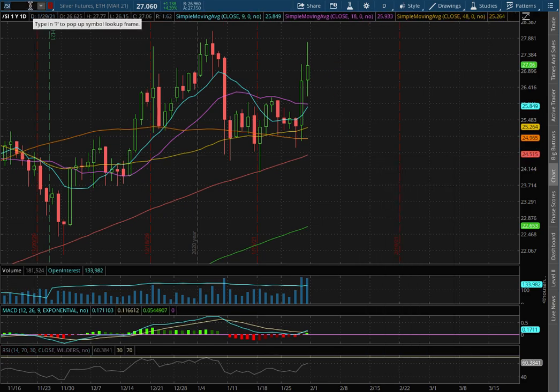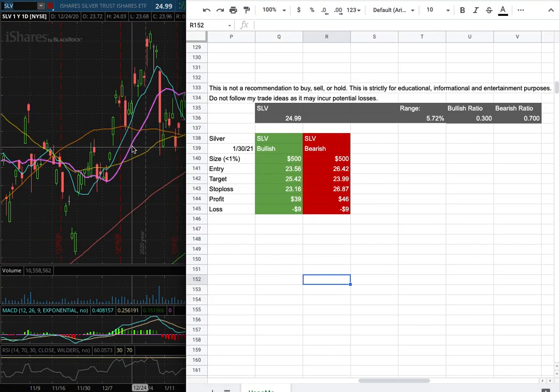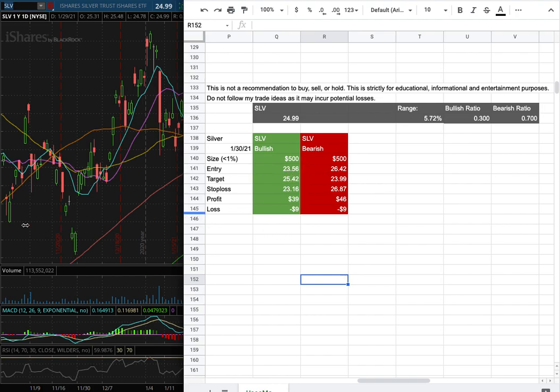As for the trade idea of the week, I'll be trading SLV, and my position size for it is less than 1% of my portfolio. My long entry is at $23.56. My sell target for it is at $25.42, and my stop loss is at $23.16. However, if I were to open a short position, my entry is at $26.42, and my sell target for it is at $23.99, and my stop loss is at $26.87. So whichever entry price were to hit first, that will be my position of the week.